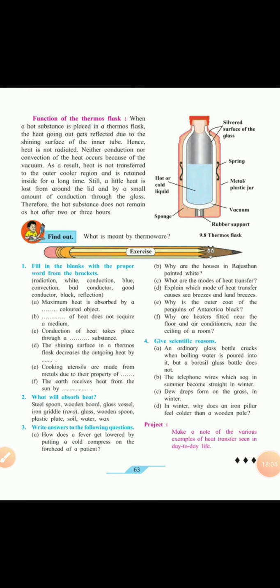Okay, students. So I hope you must have followed the concept of the thermos flask, its construction and functions. Now let us move on to the exercise. So first question, fill in the blanks with the proper words from the brackets. So here the options are given, various options. So the first fill in the blank, maximum heat is absorbed by a black colored object. Okay, so you can just mark that.